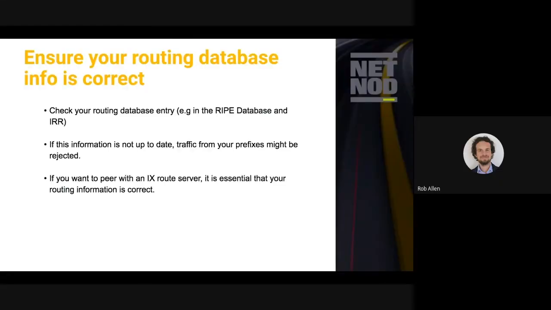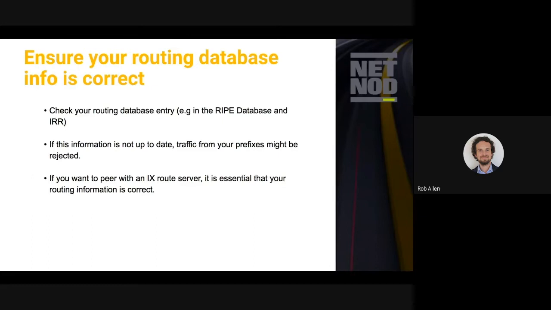So the next thing that you should do is to make sure that your routing database information is correct. You need to check your routing database entry, for example, in the RIPE database or the Internet Routing Registry, also run by the RIPE NCC. If this information is not up to date, the traffic from your prefixes might be rejected. Now, the RIPE NCC provide a very useful guide to updating your routing information here.